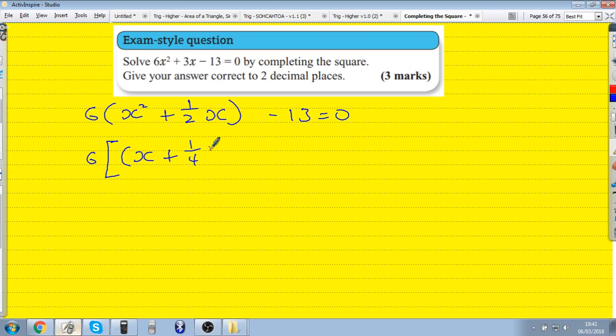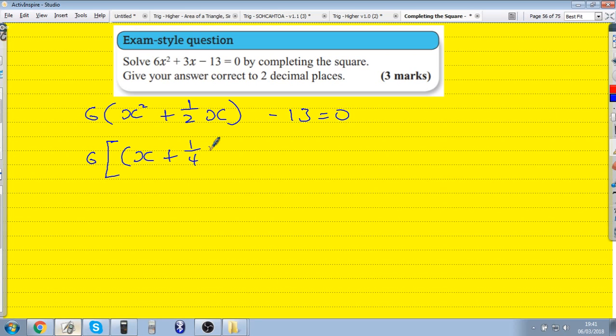So that is, we just remove the square bracket, so then that would be 6x. So 6 and then x plus a quarter squared minus 6 over 4, which is, I'll just have it as minus 6 over 4. Is that what you get when you do minus 1 over 16 minus 13?